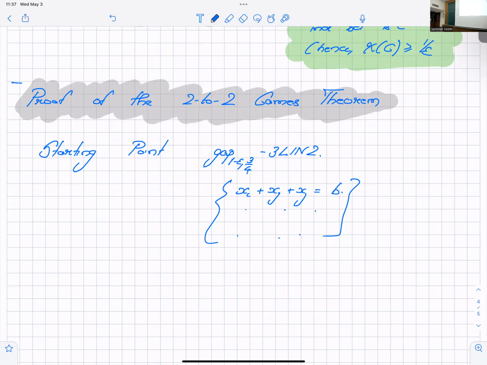So how are we going to come to a 2-to-2 from that? How are we going to do this? It's going to have two very similar parts. From gap 3-LIN, we'll construct an outer object.